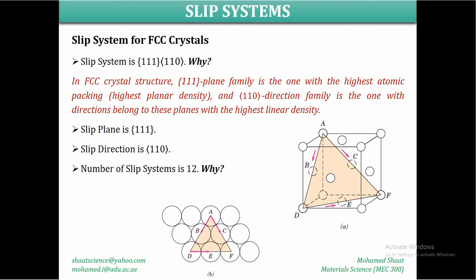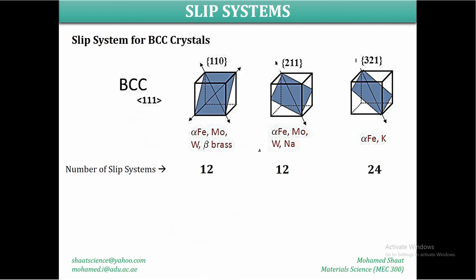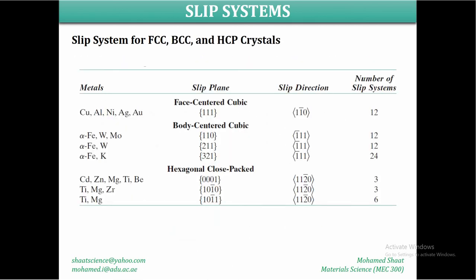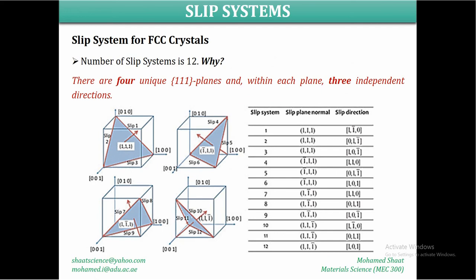So let us discuss the slip system, slip plane and slip direction for the three different crystal structures that we have covered in chapter 3. In chapter 3, we discussed the FCC crystal structure, which has a cubic shape, with an atom located at every corner and an atom located at the center of every face. We're also going to see what the slip system is in the BCC crystal structure, and also discuss this for the HCP crystal structure.